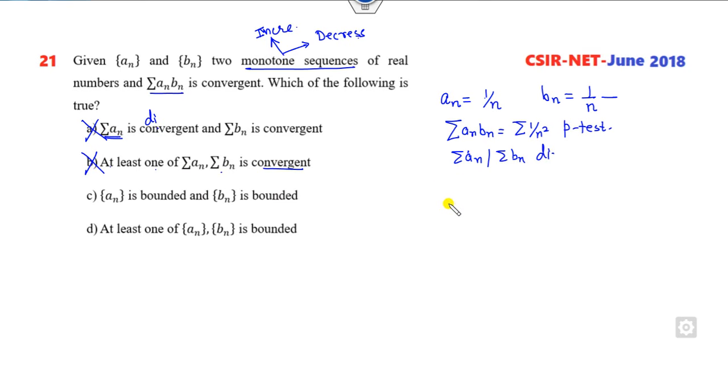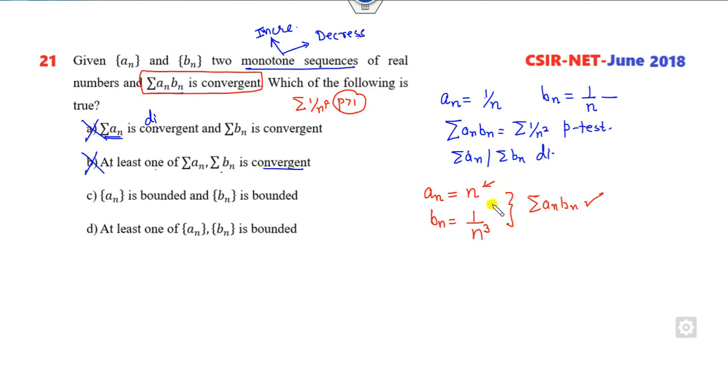An is bounded, Bn is bounded. So can you think of an unbounded sequence? Fine. If I say n, and our target is to make this also convergent. The series is convergent whenever P is greater than 1. So if I consider here, then it must be of n cube. So this implies AnBn is convergent. Fine. This is a monotonic sequence, this is a monotonic sequence. Now An is bounded, wrong. Bn is bounded, yes. This is bounded, but this is not bounded. So at least one of them being bounded is the right answer of the problem.